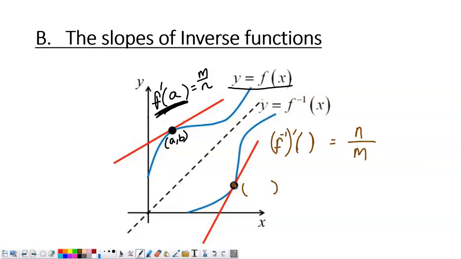The coordinates of that point would have to be reversed of that one. So it would have to be b comma a, and therefore we would be finding the instantaneous rate of change at x equals b. Okay? So the other half of the story is this. Yes, their slopes are reciprocals of each other, but at different points, right? For this one, it's at A, but at this one, it's at B. Okay? So there's the big aha.